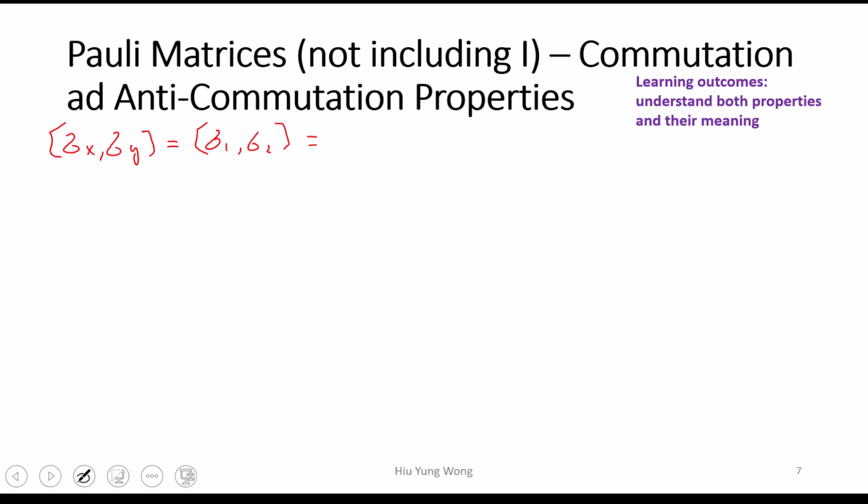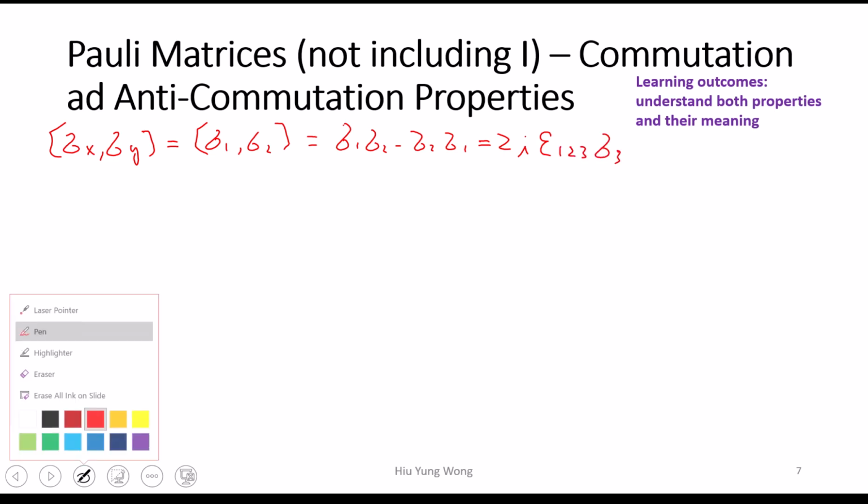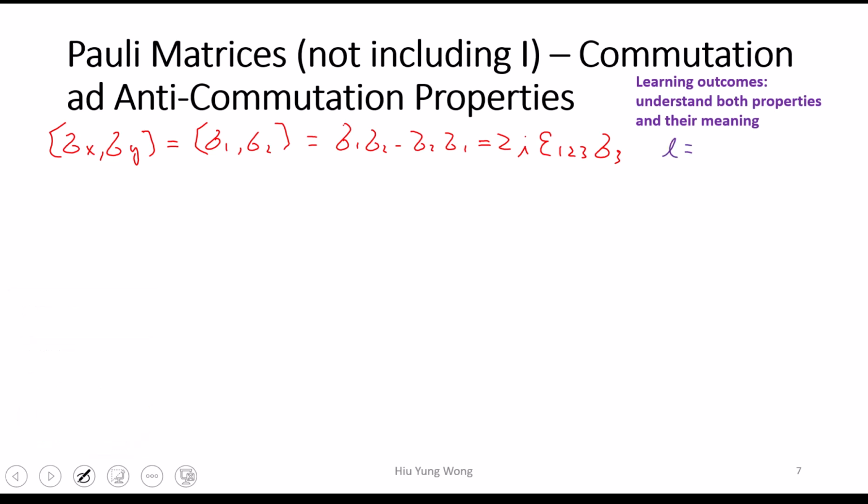Remember, we just try to say AB minus BA, that's it. 3 times 5 minus 5 times 3. That's what we're doing. That's very simple, right? Sigma 1, sigma 2 minus sigma 2, sigma 1. Memorize this. This should be easy. If they commute, then they are the same. If they don't commute, then they are something, right? And as I just said, this is equal to 2i epsilon 1, 2, 3, sigma 3, because now L equals 3.